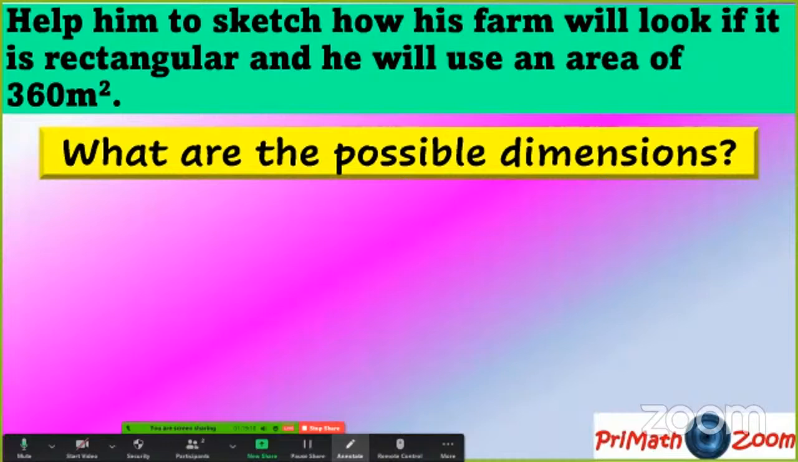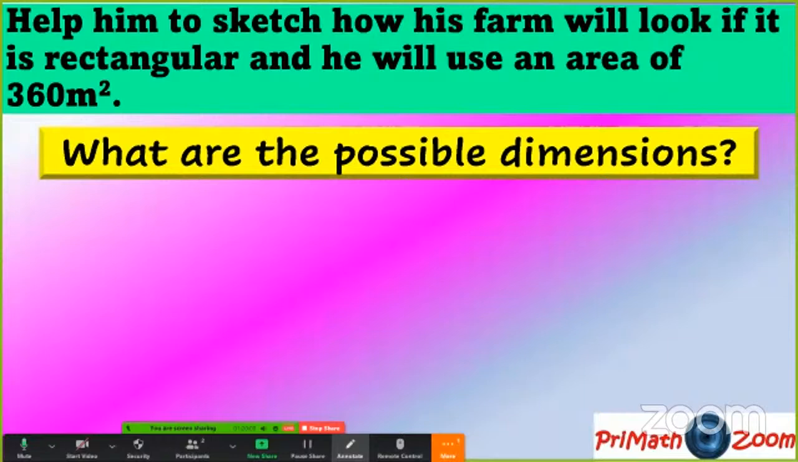All right, so I'm seeing 2 meters times 180 meters from Zara. Great job, Zara. Yes, Jamari? Yes, it could maybe have 60 times 6. We could have 60 multiplied by 6 meters. Great. That is also one other possible dimension.